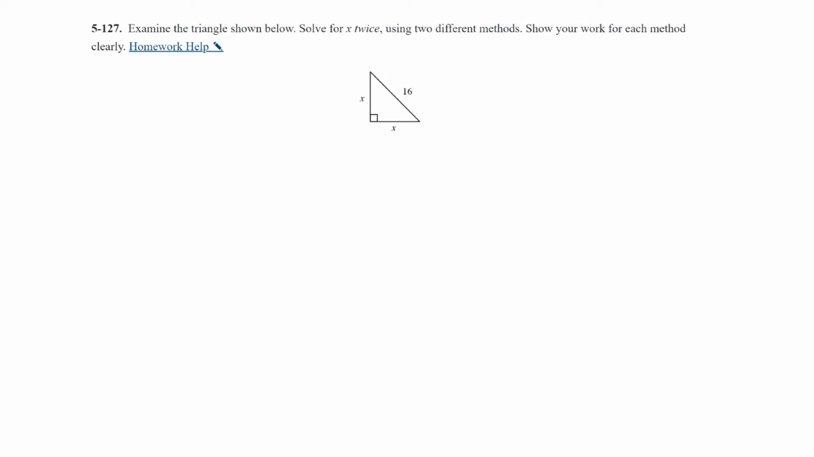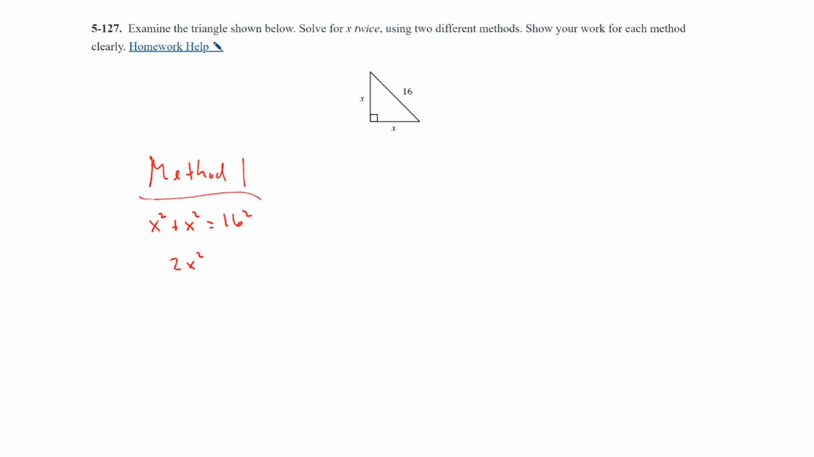Question 127. Examine the triangle below. Solve for x twice using two different methods. Show your work for each method clearly. So two different ways. Method 1, we can just set up using Pythagorean theorem. We have x squared plus x squared is equal to 16 squared.